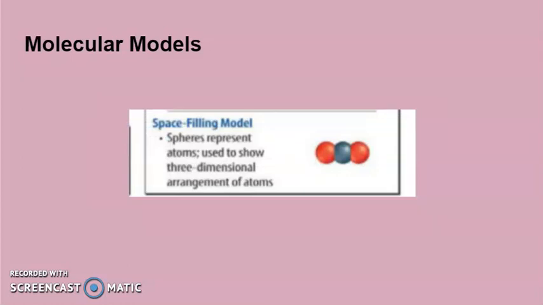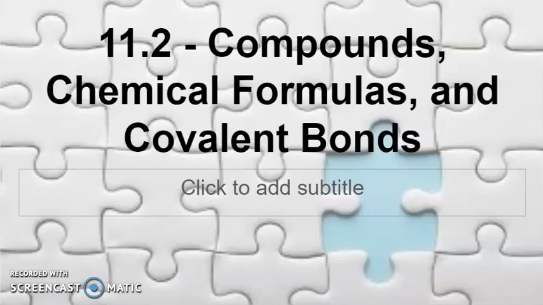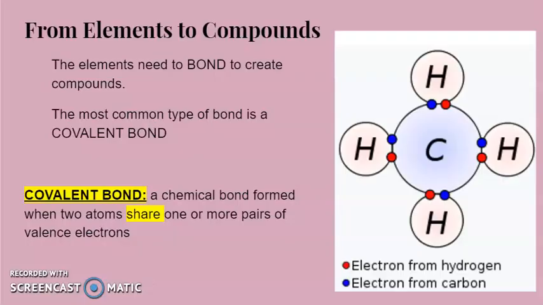And lastly is the space filling model, and these spheres obviously represent the atoms, and it also shows the 3D arrangement of the atoms. So this lecture was fairly short, but this is the covalent bond lecture. We will be learning about other types of bonds like ionic bonds and metallic bonds, but remember that covalent bonds always share pairs of valence electrons.